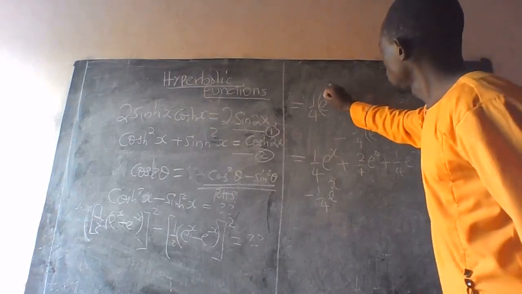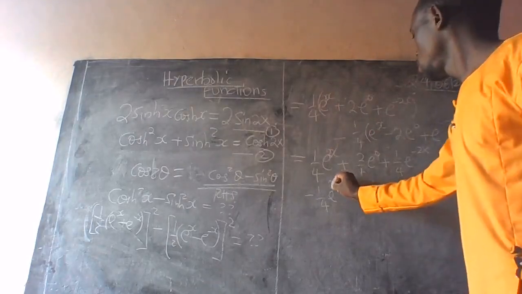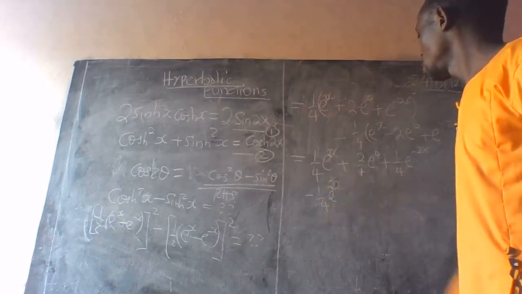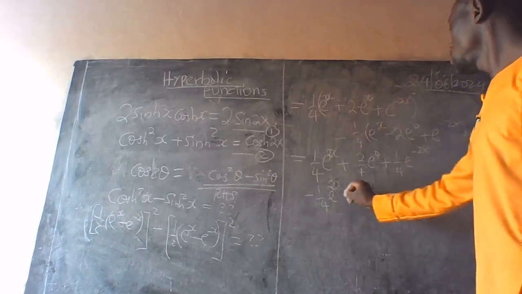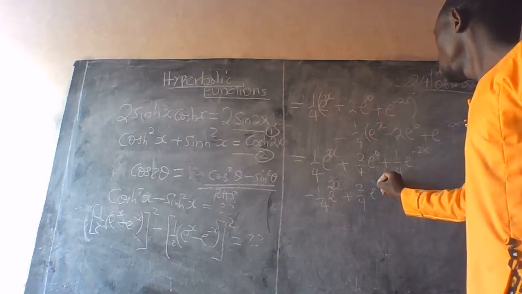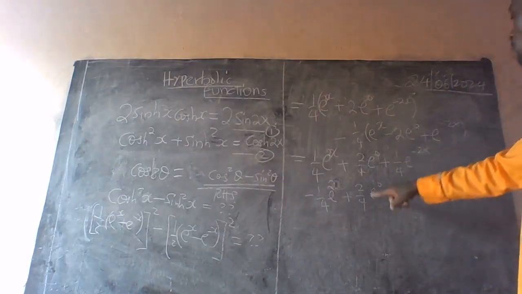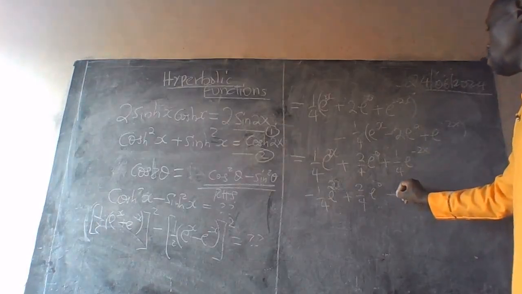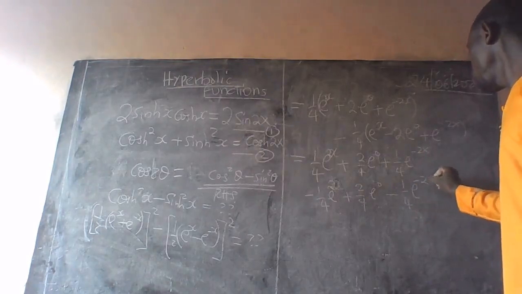So this was 2x. Supposed to be 2x, right? Then this and this gives us plus 2 over 4 e^0, right? 2 over 4 plus. Then minus times that gives us minus a quarter e^(-2x).